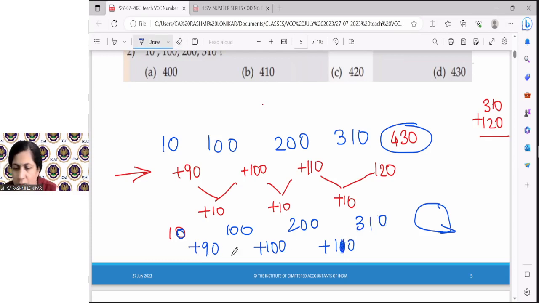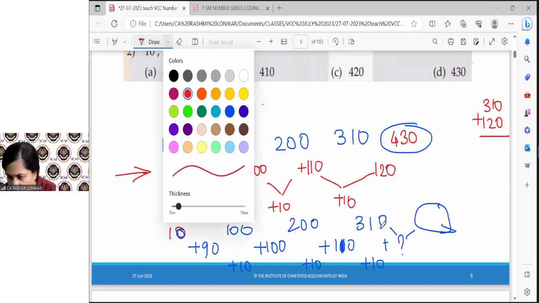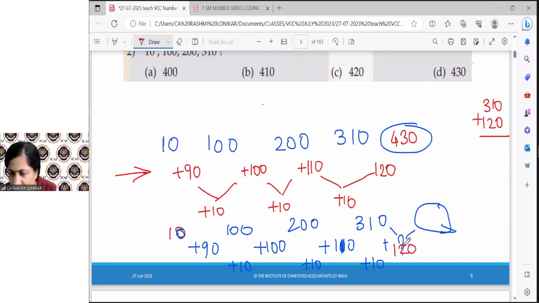So 310. Now plus what should come that will give me this? So this has to come. Now 90 to 100, there is again plus 10. 100 to 110, there is plus 10. So 110 plus 10 will give me how much? It is going to give me 120. Now this 120 I have to add to 310 to get this answer, because I'm finding differences like this. So this is 430. 430 minus 310 will give you 120.